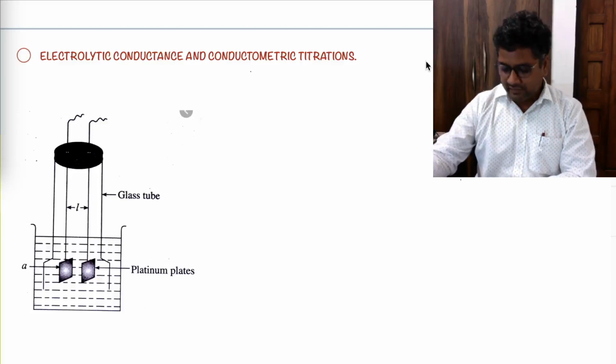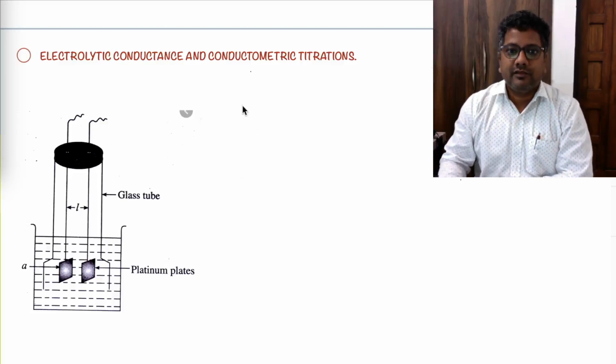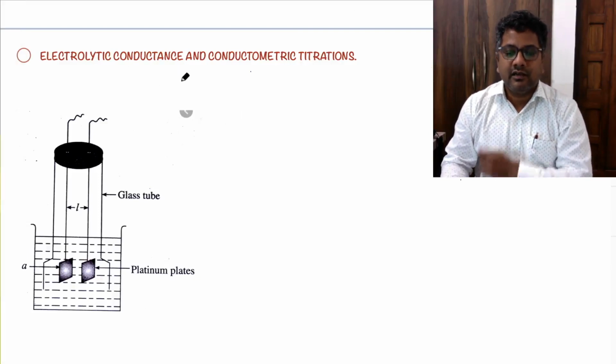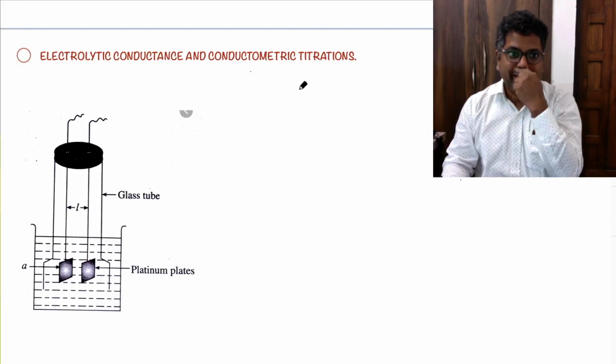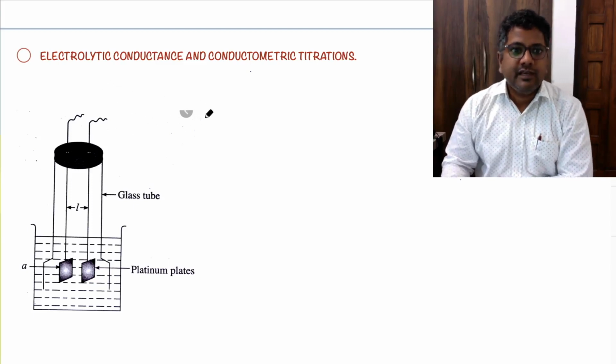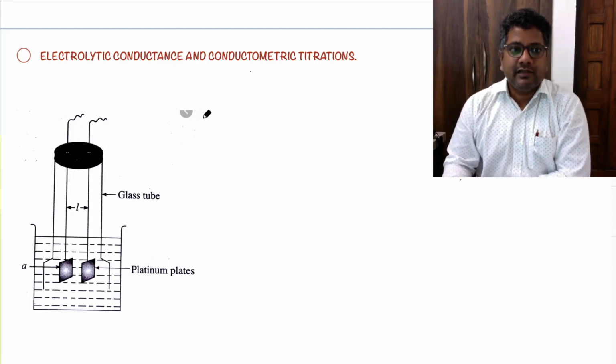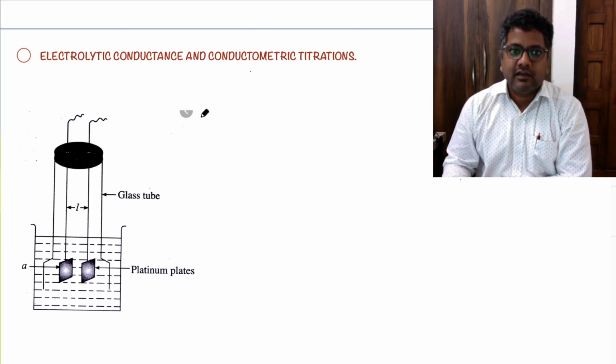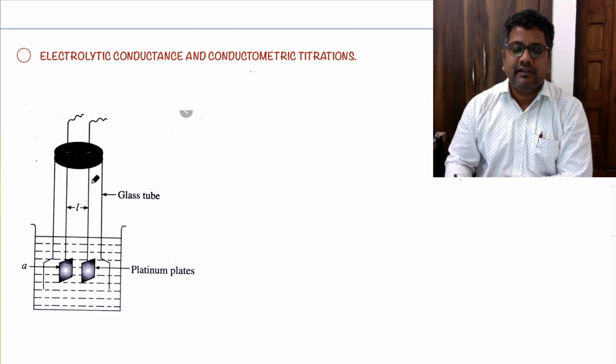Dear students, this is the last topic of our electrochemistry: electrolytic conductance and conductometric titrations. We have two types of conductor of electricity. One is the metallic conductor and the other is the electrolytic solution. This is a conductivity cell.